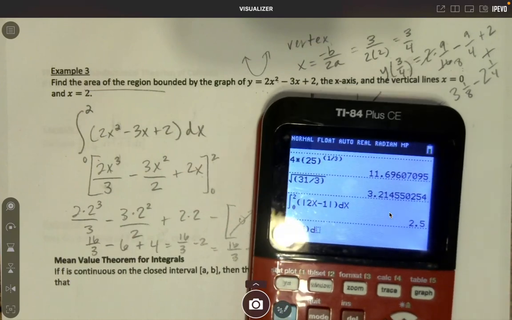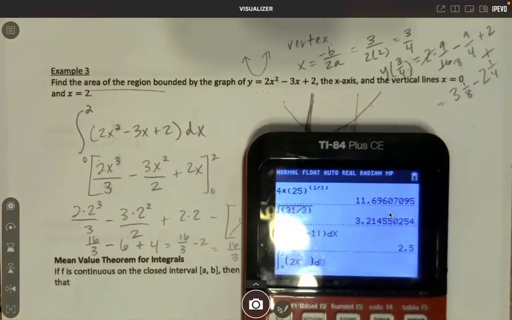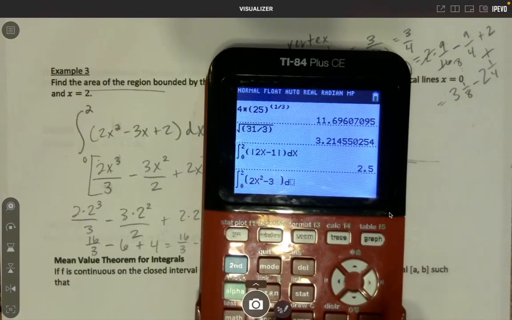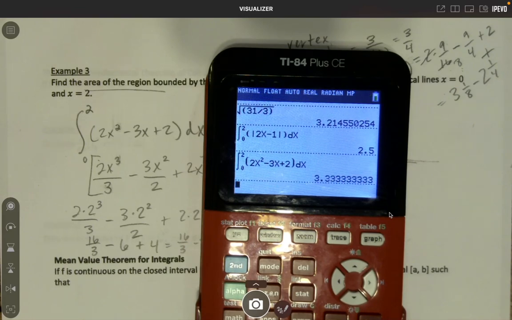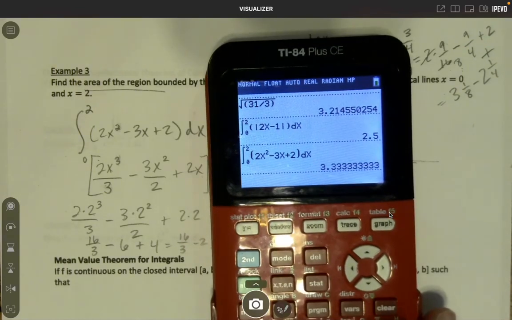This is going to be 2x squared minus 3x plus 2. And then I have a dx. And I get 3 1/3. So my answer is right again.